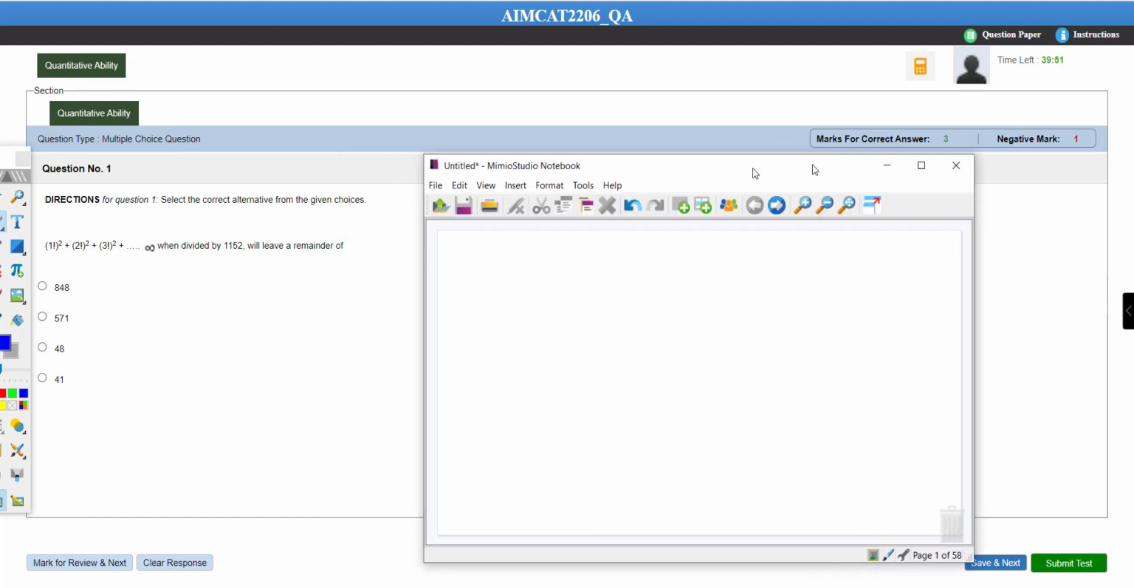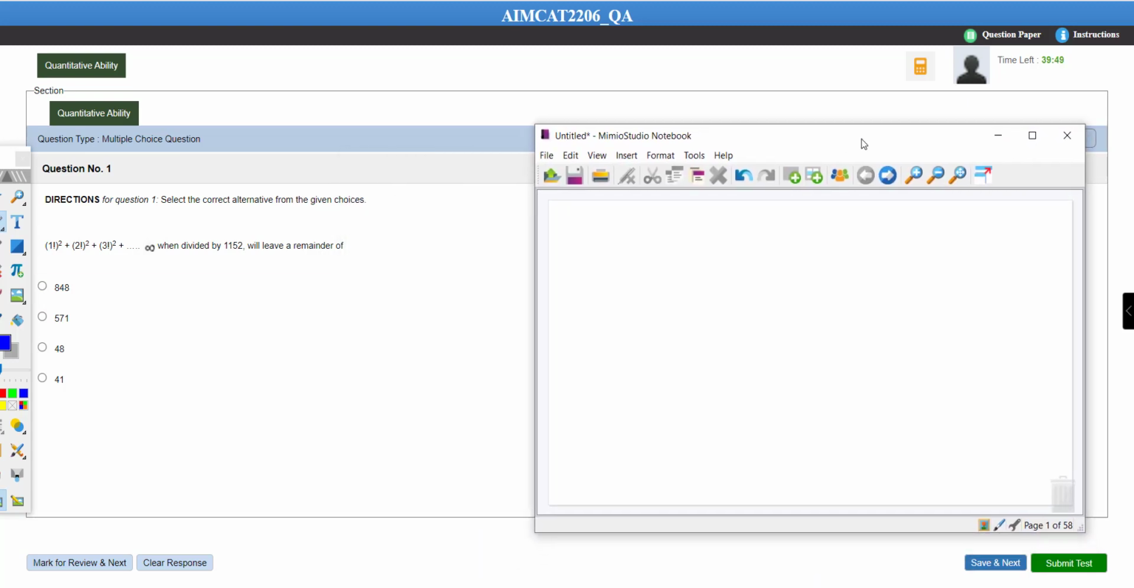The question is: 1 factorial square plus 2 factorial square plus 3 factorial square, and so on till infinity, when divided by 1152, what will be the remainder? This is an easy question. Let's do this. For 1152, we need to do the prime factorization first of all.